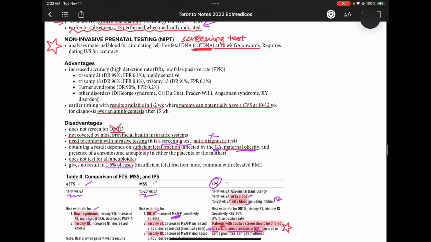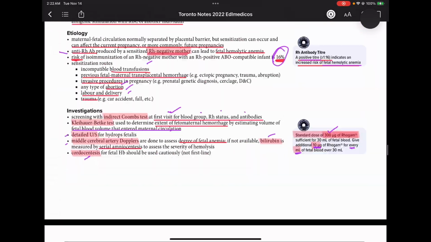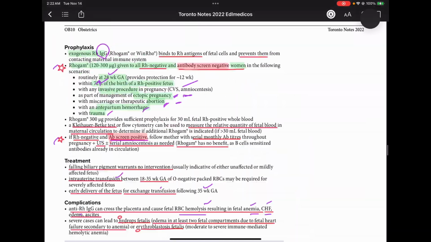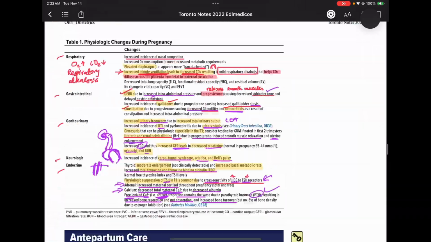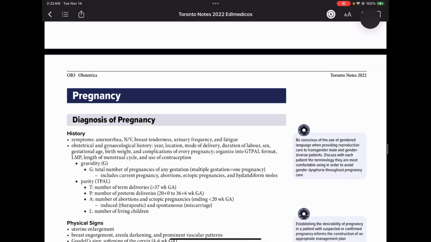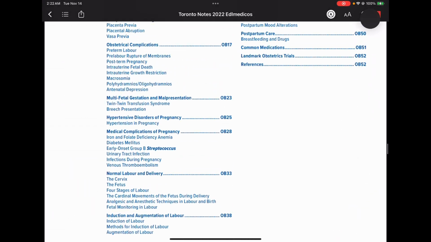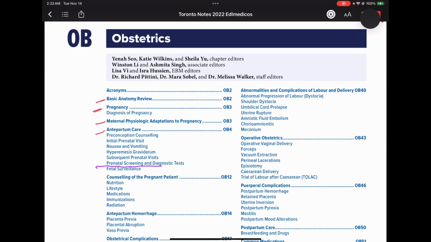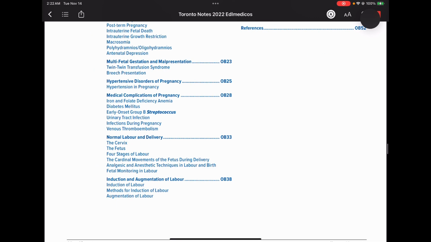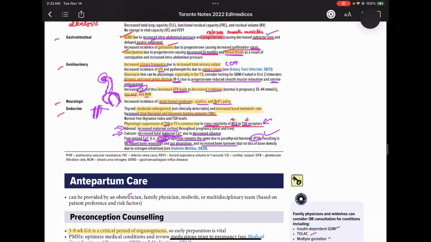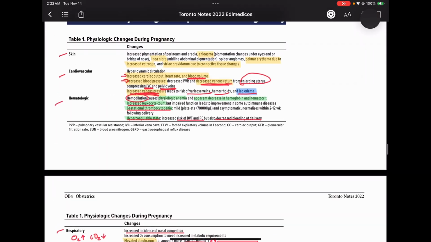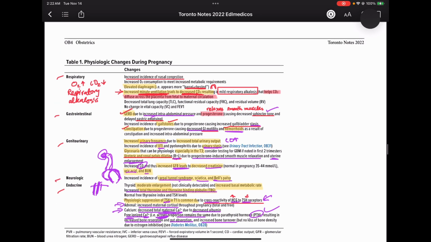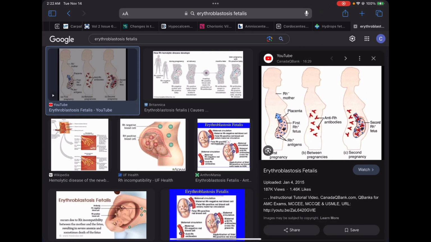That's all for the first lecture of obstetrics. We're going to do fetal surveillance tomorrow. That's a little topic which is left for tomorrow. We completed till here. Just a quick question regarding the physiological changes during pregnancy that we did.